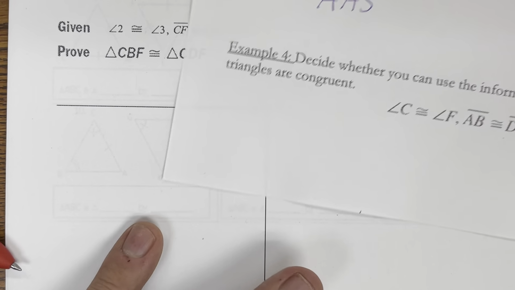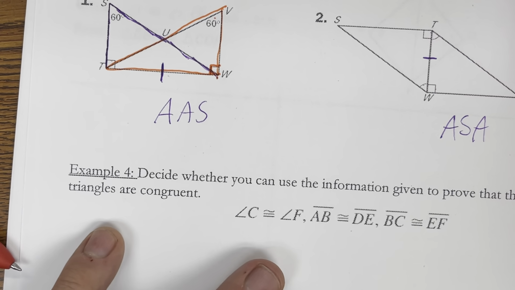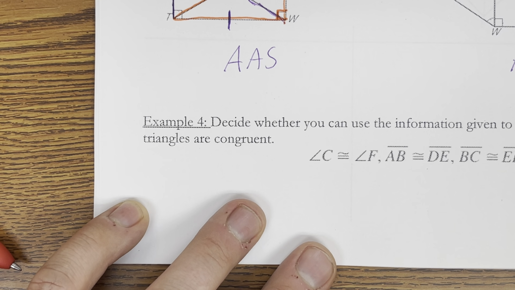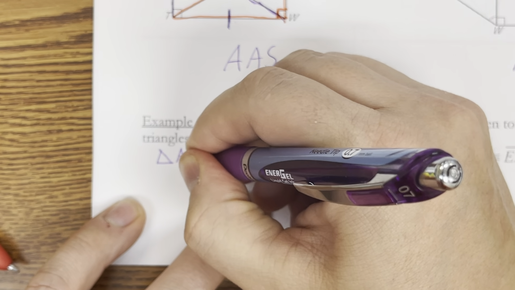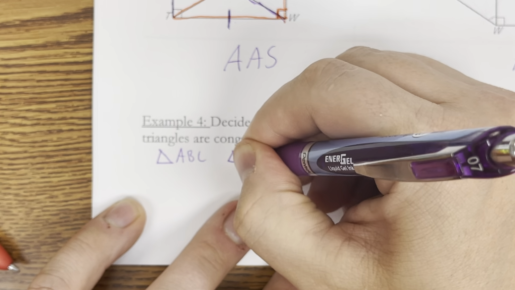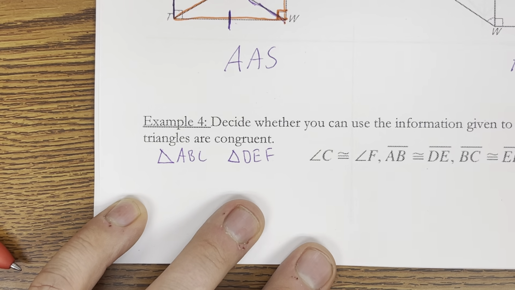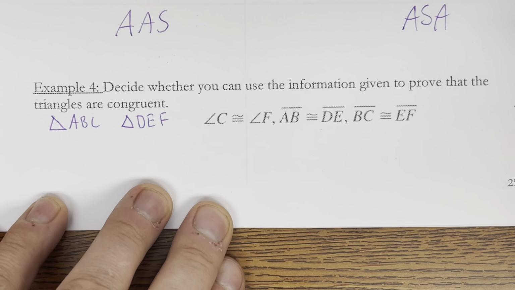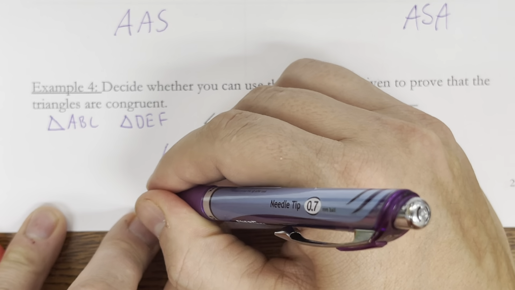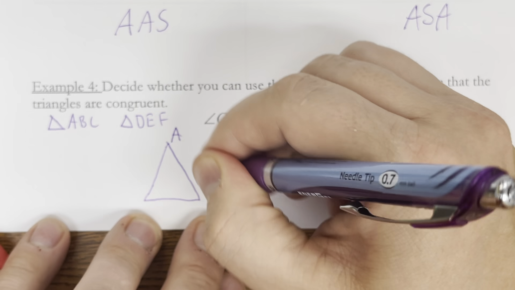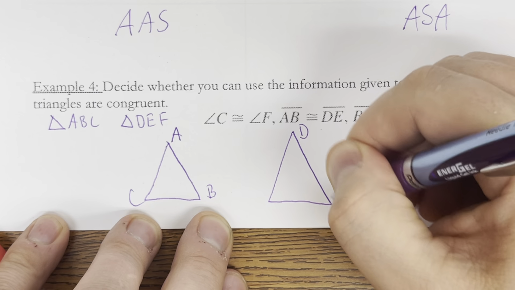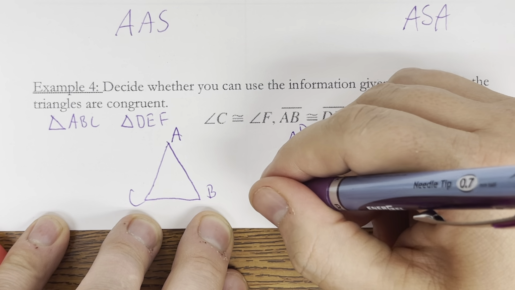And this one says, decide whether you can use the following information to prove that the triangles are congruent. So we forgot to state what the triangles were on this question. We have triangle ABC and triangle DEF. So I had to add that in. All right. So for this problem, since all we have is congruent parts, I would draw out a picture. I would draw just a random triangle and call it ABC, and then draw another one and call it DEF. Okay, we have to draw those out.